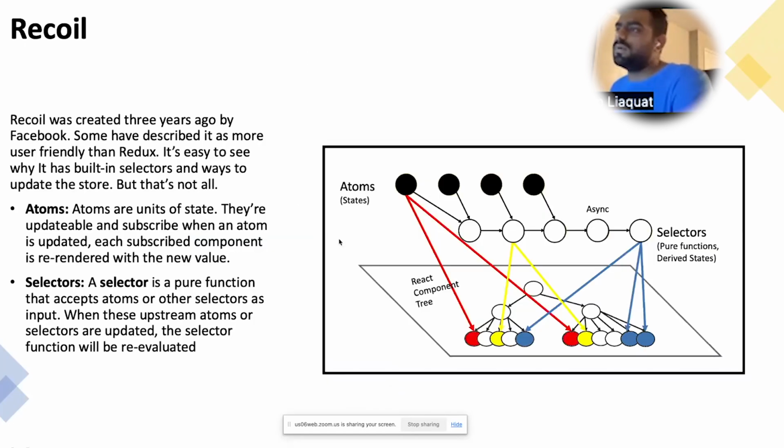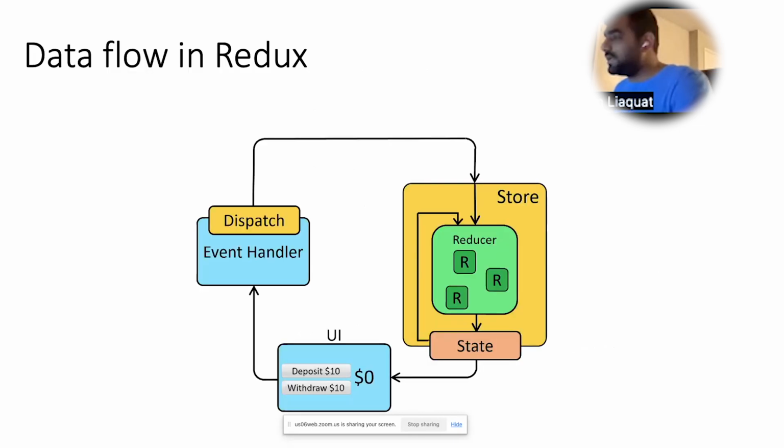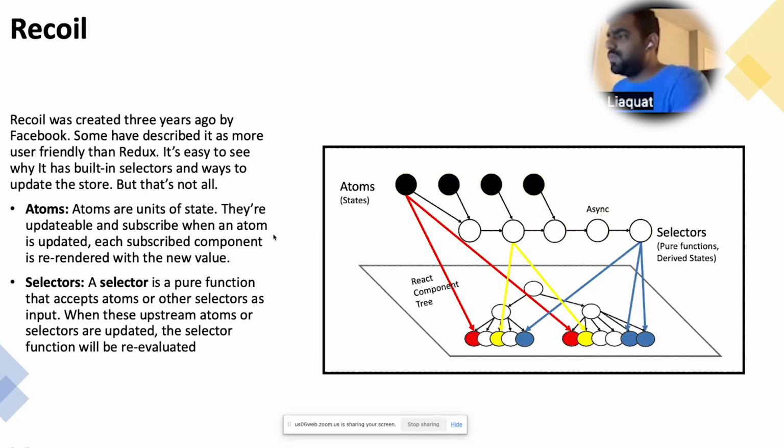So now let's talk about Recoil. So Recoil is a state management library which was created by Facebook 3 years back, and it is much simpler than Redux, I would say. So it comes with only two main functionalities, which are atoms and selectors. As compared to Redux, where we have seen we have to write a lot of boilerplate code in order to achieve the functionality. So what are atoms?